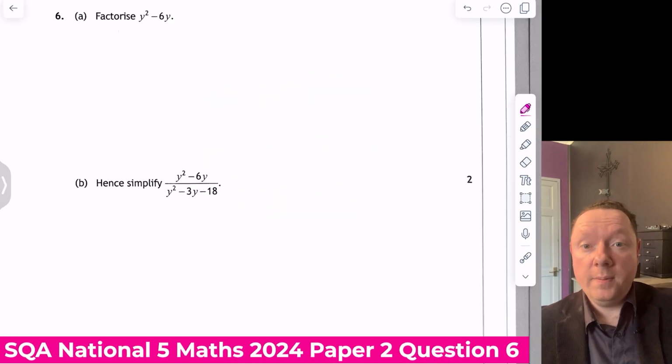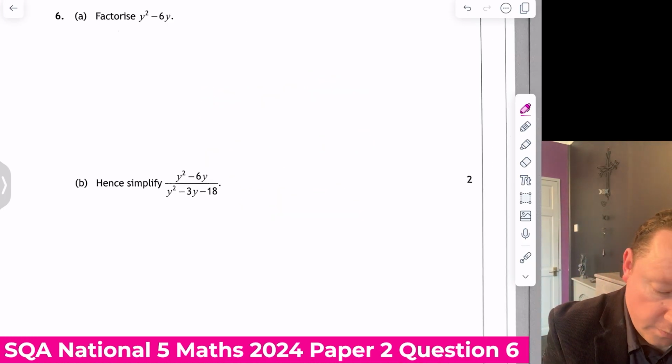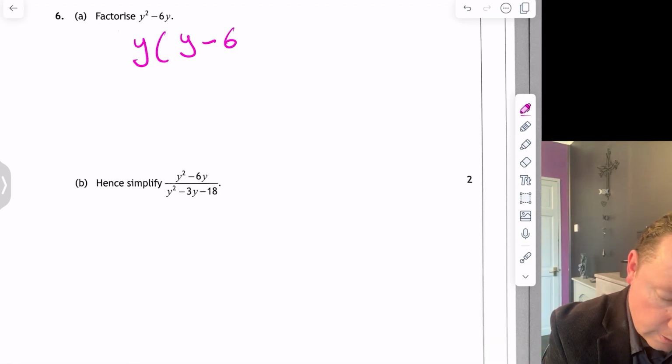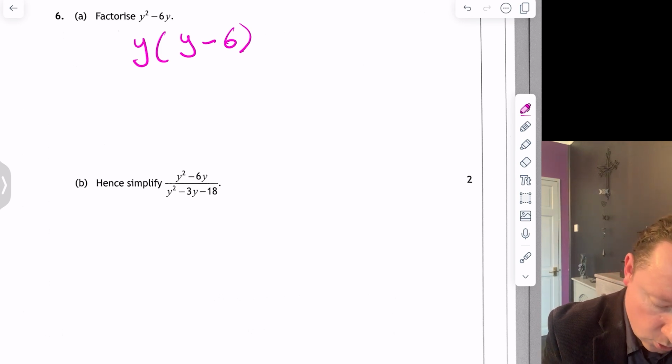National 5 Maths 2024 Paper 2 Question 6. Factorise y squared minus 6y. Common factor is y. Bracket y minus 6. Done. Hence simplify this. So I already know the top is y minus 6.